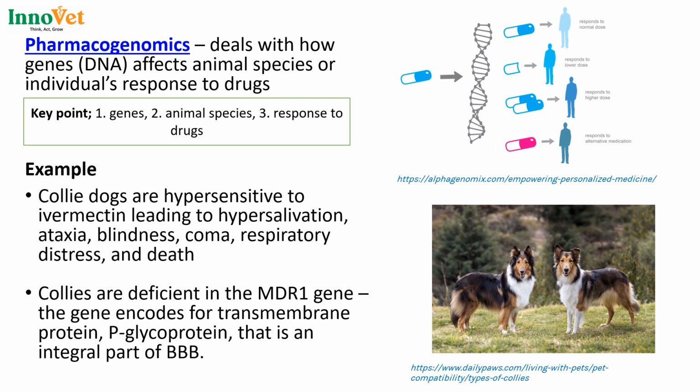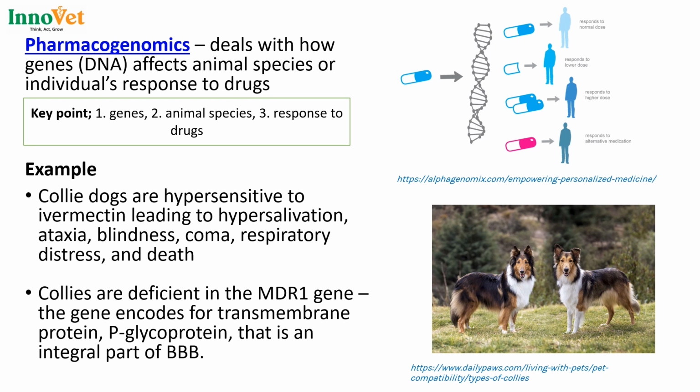Now, pharmacogenomics, something very interesting. It has 3 core key points. You're looking at the gene, you're looking at the animal species, and you're looking at the response to the drug. So some species are responsive to some drugs due to their genes which are present or would be absent. So this deals with how the genes affect animal species or individuals' response to drugs.